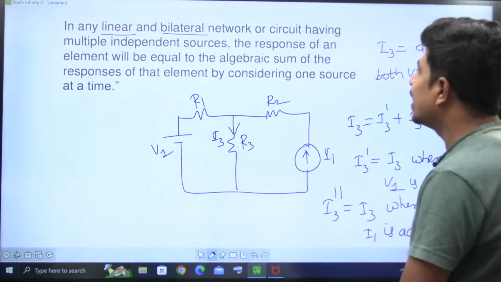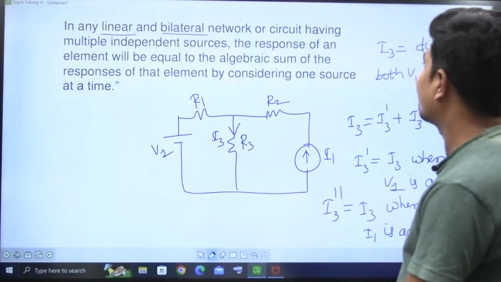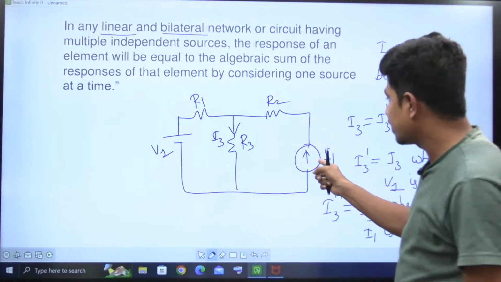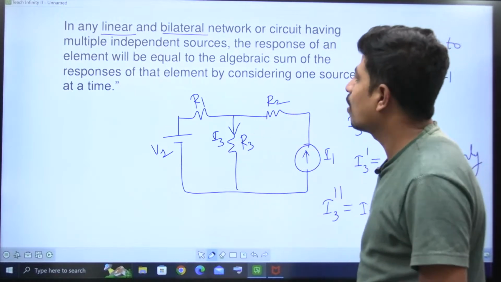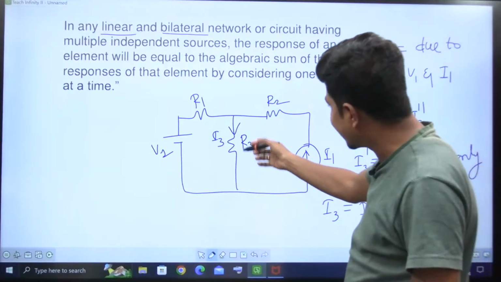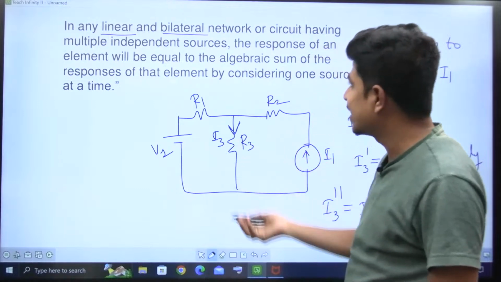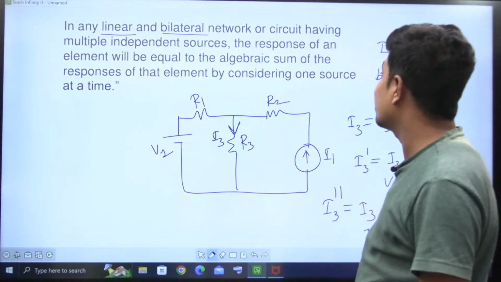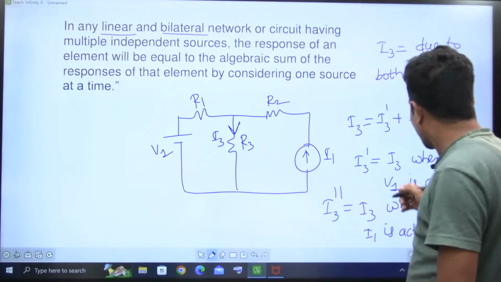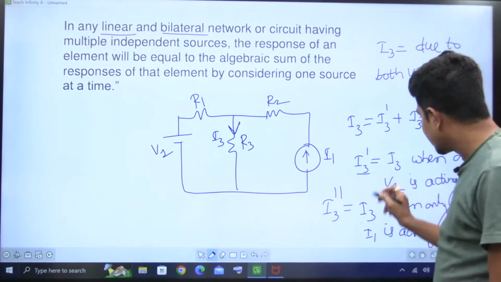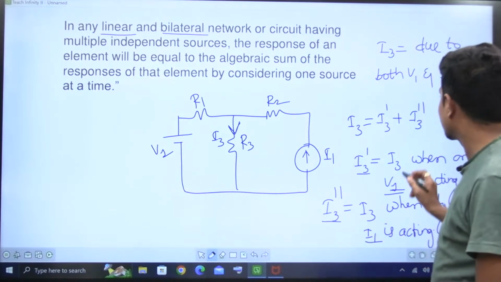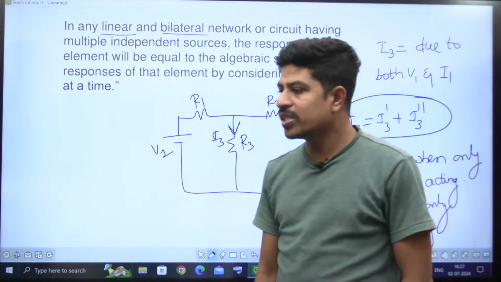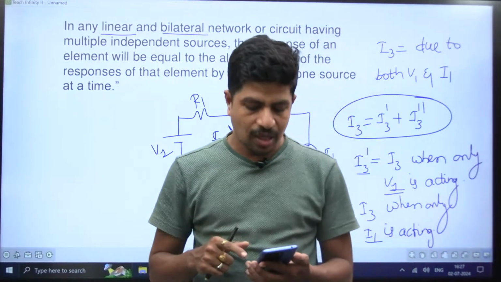In any linear and bilateral network or circuit having multiple independent sources, for example say I take two, that is, if it is having two sources, then the response of an element, I take this response, the current in R3 as I3, will be equal to the algebraic sum of the responses of the element by considering one source at a time. Here first I considered V1, I got I3 dash. Second I considered I1, I got I3 double dash. That I3 dash plus I3 double dash will be the total current I3, right? So this is the statement of the superposition theorem.